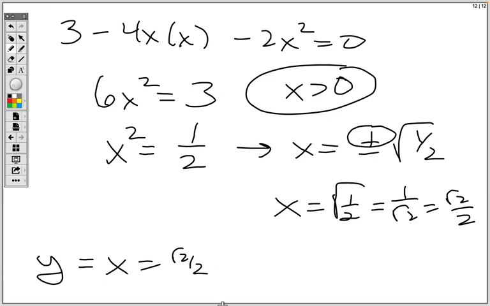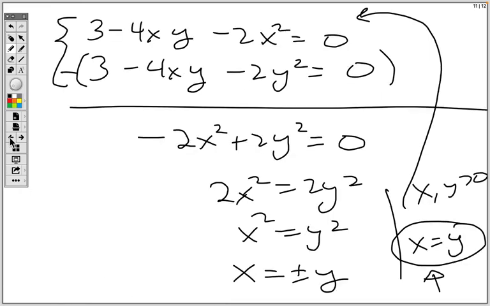All right. So sometimes when you're solving systems of equations, don't get locked into the fact that you either have to solve for one variable or you have to completely eliminate one variable. Sometimes you can use algebra to simplify the relationships between the variables.